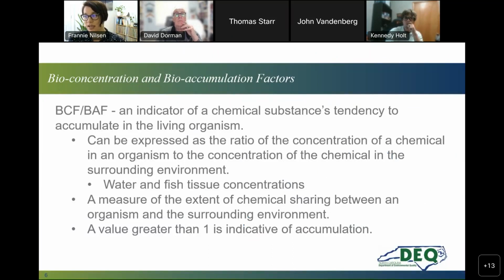It's a measure of the extent of the chemical moving between the organism and its environment, and a value greater than 1 is generally indicative of accumulation. And so that is what we are trying to derive by collecting water and fish samples throughout the Cape Fear River.